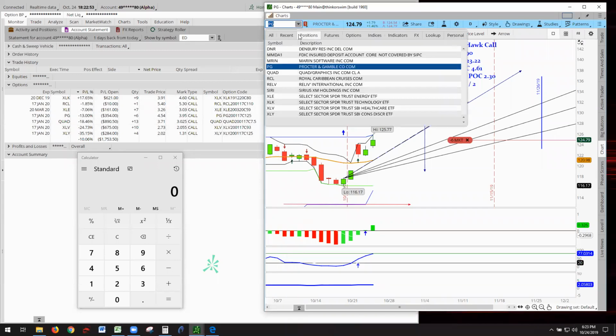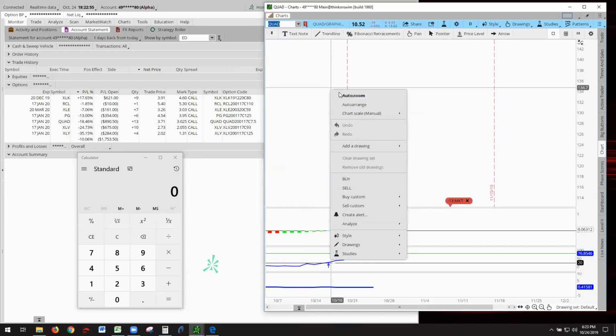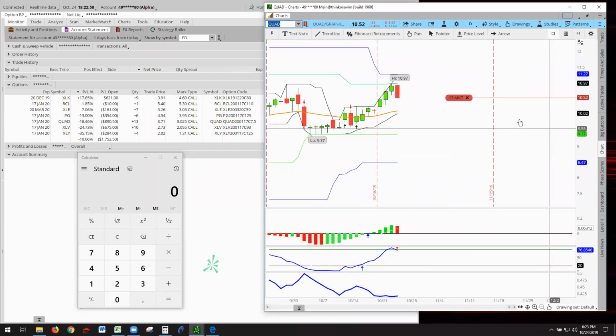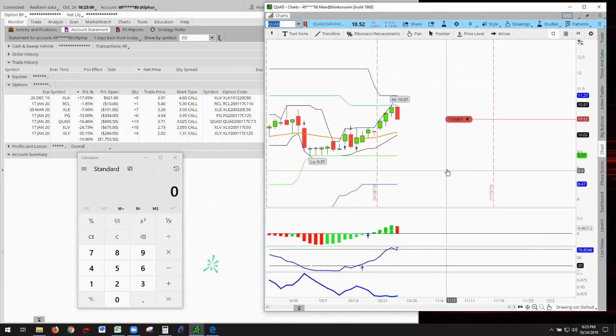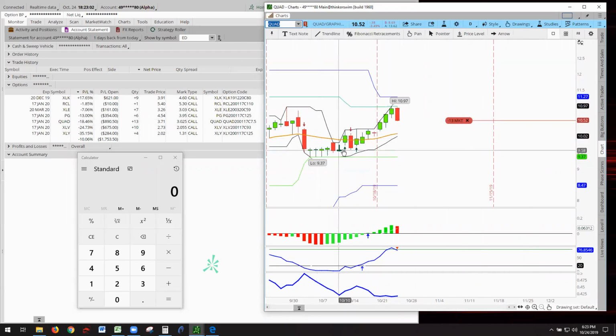Quad, oh my goodness, a little disappointment here. Quad was looking so good. A little bit of take back, not much. Remember, this quad had very funny action earlier.